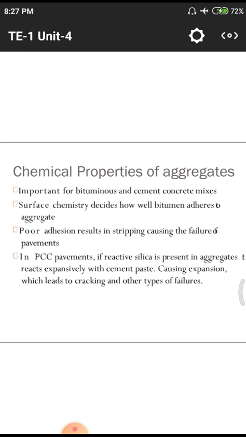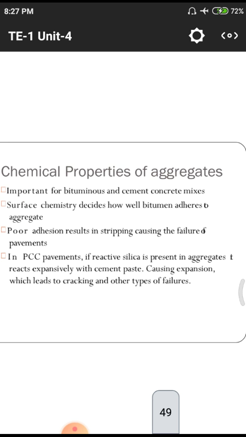If reactive silica is present in aggregates, that means reactive silica, which we normally observe in sandy particles, means in sands we have to observe the silica content. Whenever we go to glass industries, they simply use the silica content for the production of glasswares, that means glassy materials. After the production is over, they get some quantity of waste in the form of this reactive silica and other things. Those reactive silica we can use as additive materials to give extra strength to the pavements or any other concrete materials.